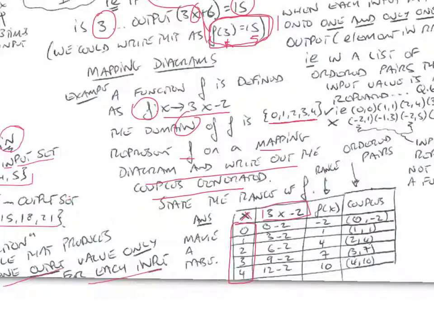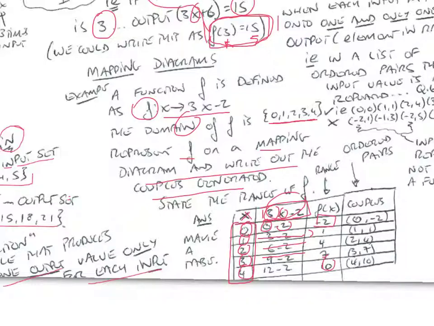Write down your rule, and then for x is 0, 3 times 0 is 0 minus 2, that's equal to minus 2. So when x is 0, f of x is equal to minus 2. When x is 1, through the rule, f of x is 1. When x is 2, f of x is 4. Put 3 into the rule and you'll get 7, put 4 into the rule and you'll get 10.